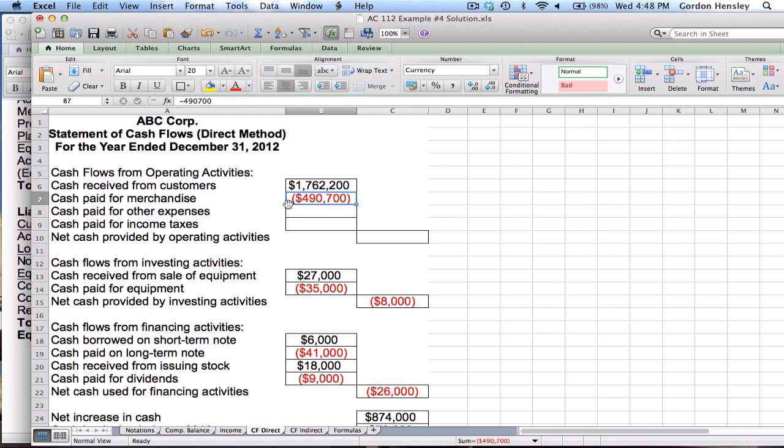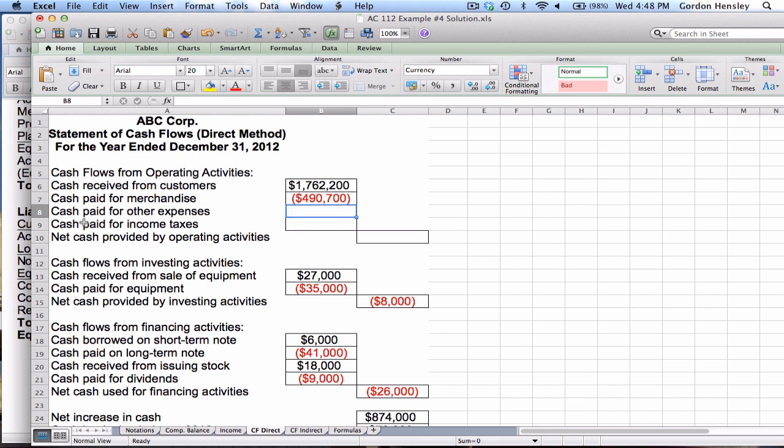You always want to make sure, because if you put that number as positive, things aren't going to balance, and I'll show you what I mean by that shortly. If you didn't have that number as negative, you wouldn't be able to get the right check figure at the end. So that's going to be the way to help you realize if you've made a mistake.